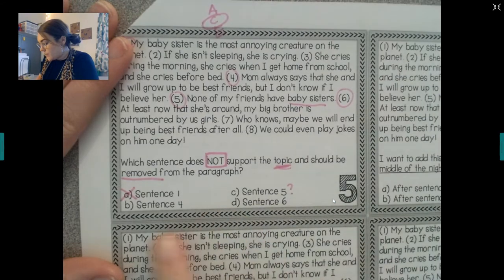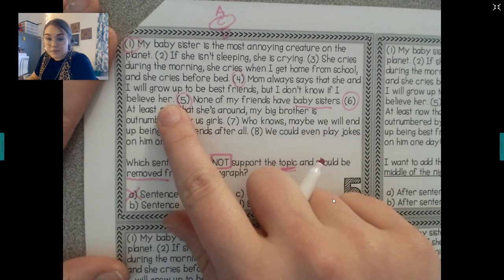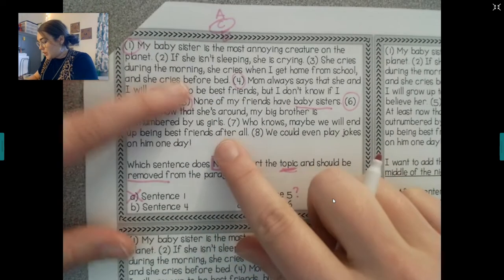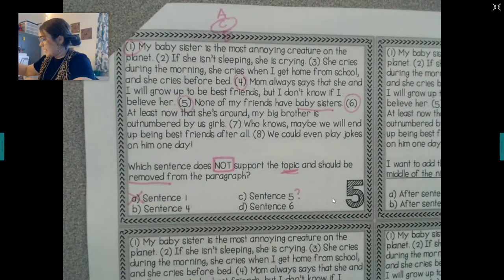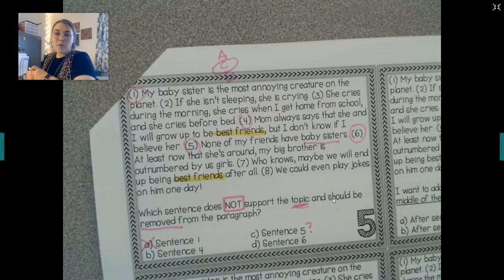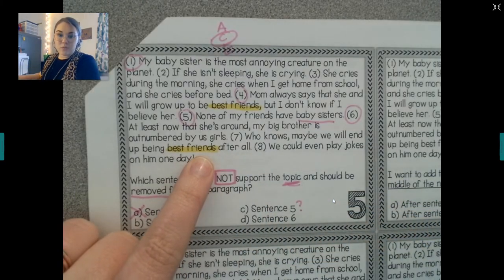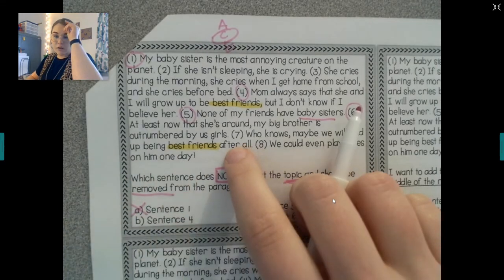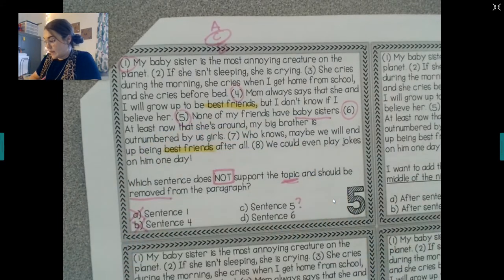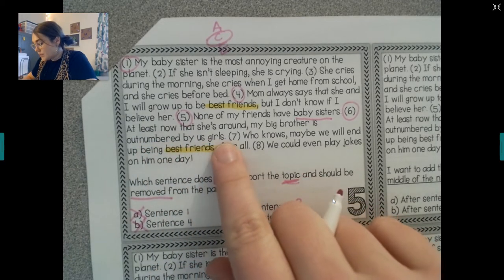So I'm going to put a question mark. What about sentence 4? Mom always says that she and I will grow up to be best friends, but I don't know if I believe her. At first glance, I would say this is not a good one. But when I look down here, this word best friends is also used in this sentence down there. So if I don't have sentence 4, is sentence 7 going to make sense? Who knows? Maybe we'll end up being best friends after all. It's not going to make sense if I take sentence 4 out. So I need it in there. Or sentence 6. At least now that she's around, my big brother is outnumbered by us girls.